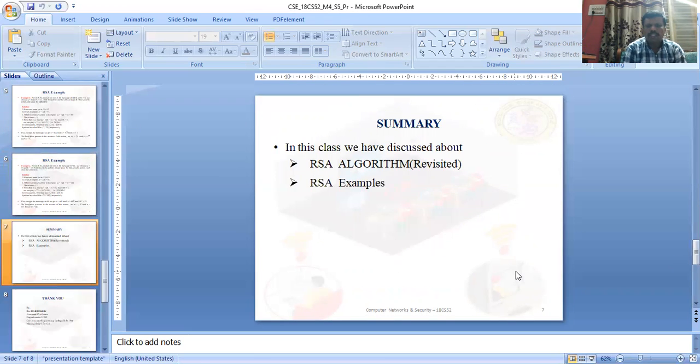So in this class we have discussed the RSA algorithm again. We can revisit it. It is a very popular asymmetric algorithm. It has an asymmetric key pair, a private and public key. It uses large prime numbers, and two prime numbers are taken. I think you all learned it, and with two examples we have discussed it in this class. That's all about the RSA algorithm.